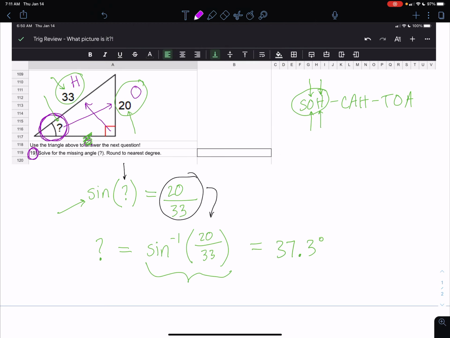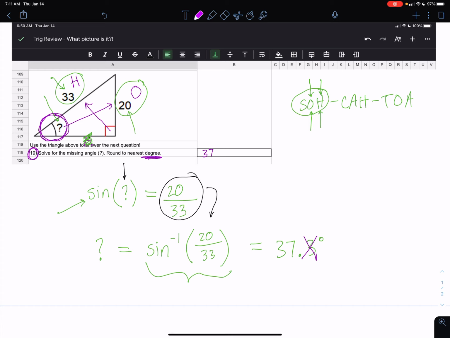Now, notice this time there's only one question. Solve for the missing angle, question mark. But it says round to the nearest degree. That means we don't want any decimals. And so we would round this down, right? We don't want this 0.3. That would just be rounded down. And so our final answer here in the bar is going to be 37.